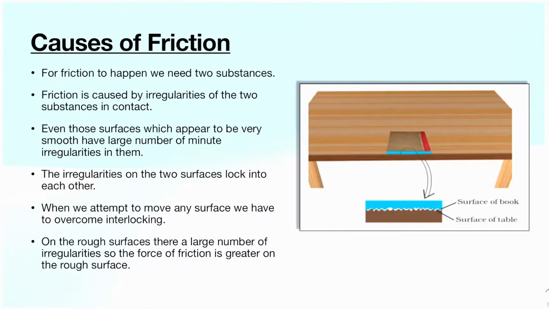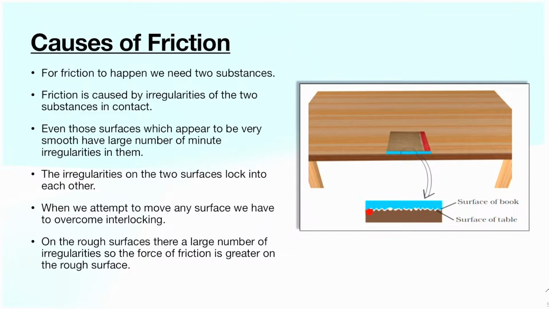Let's move on. What are the causes for friction? Why does friction happen? Why do certain things stop after moving for some time? Now let's look at this example. When you slide the book on the table, the book moves for some time and then stops. Why does this happen? Though the book looks smooth and the table looks smooth, there are certain irregularities on both the surfaces. They are not completely smooth.